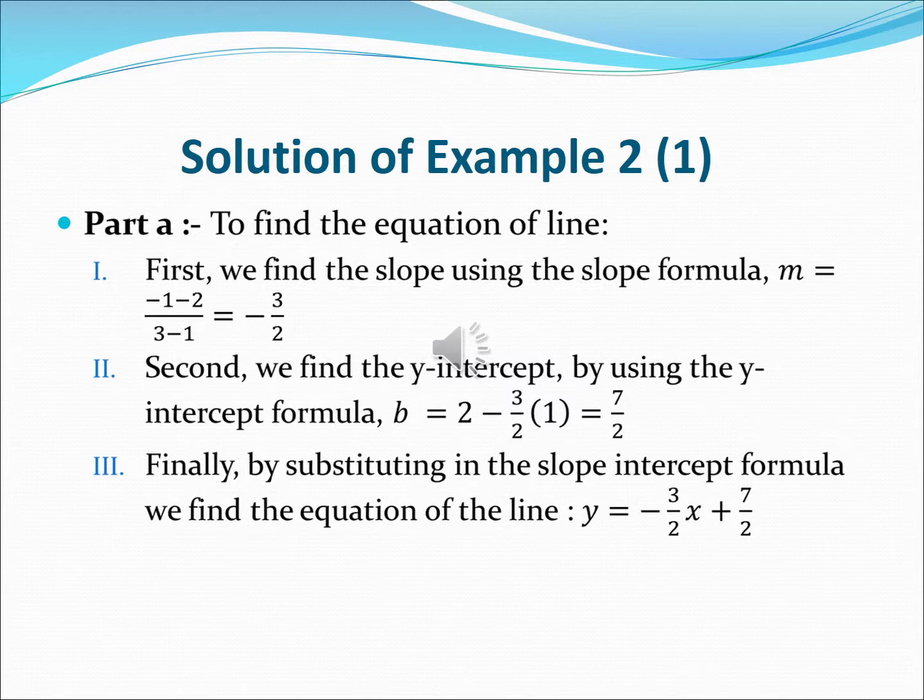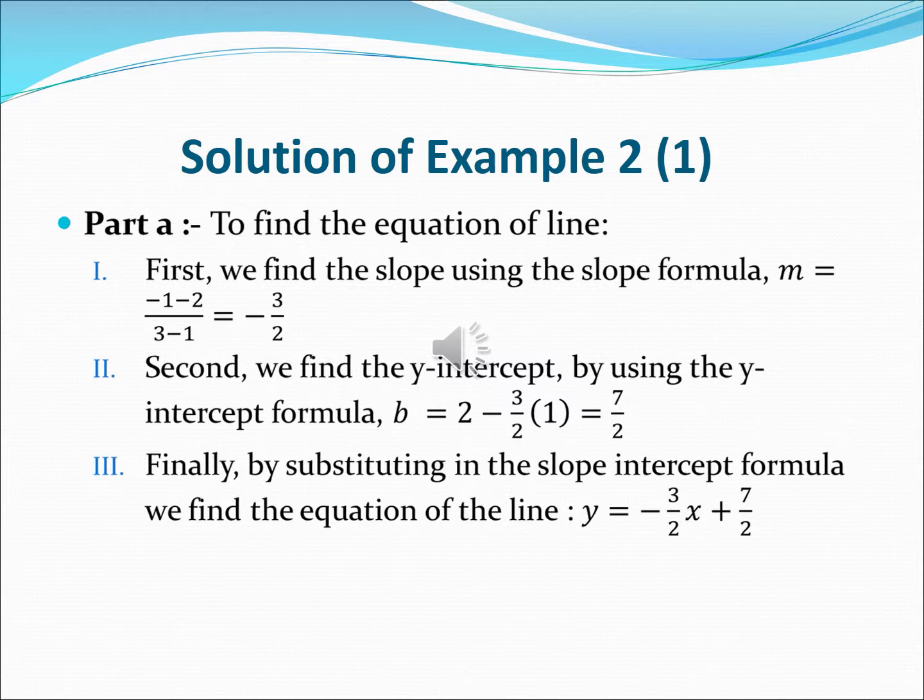Solution of example 2, part 1. Part A. To find the equation of the line, first we find the slope using the slope formula m equals -1 minus -2 divided by 3 minus 1, and that is equal to -3 over 2. Second, we find the y-intercept by using the y-intercept formula.